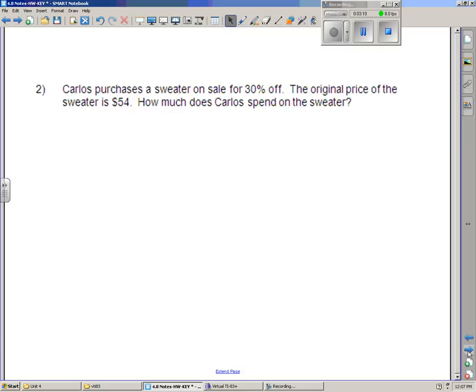Here's your next one. Carlos purchases a sweater on sale for 30% off. The original price of the sweater is $54. How much did Carlos spend on the sweater? So we're trying to figure out what his discount is, okay? So we know that 30% is going to go over 100. It tells you that the original price of the sweater is $54. So this is how much the whole thing cost. Well, what was his discount and how much does he eventually spend for the sweater?